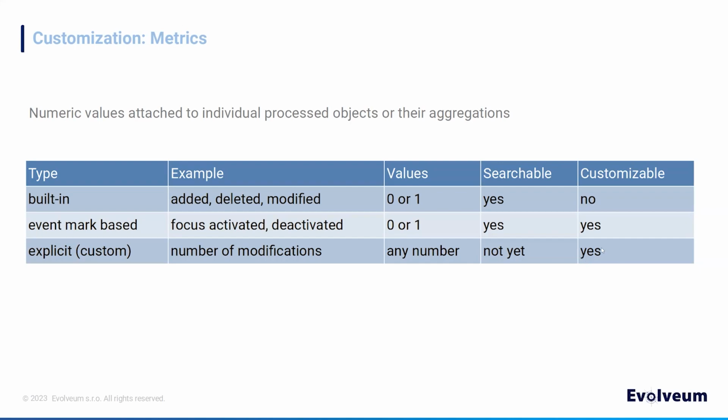They are fully customizable, but not yet searchable right in midPoint. When you want to filter for them, you have to use an external tool like the spreadsheet calculator that we have just seen. So we will show event marks first, and then the definition of custom metrics.